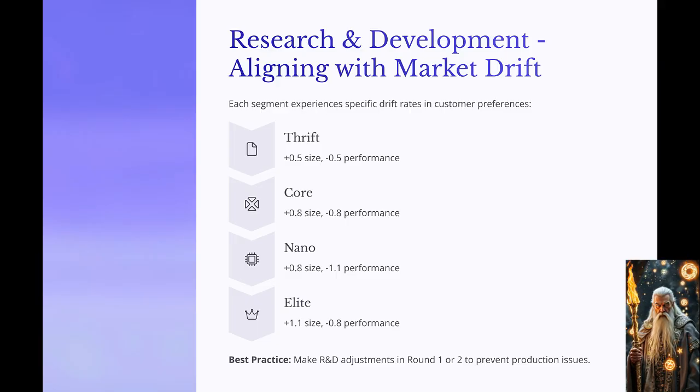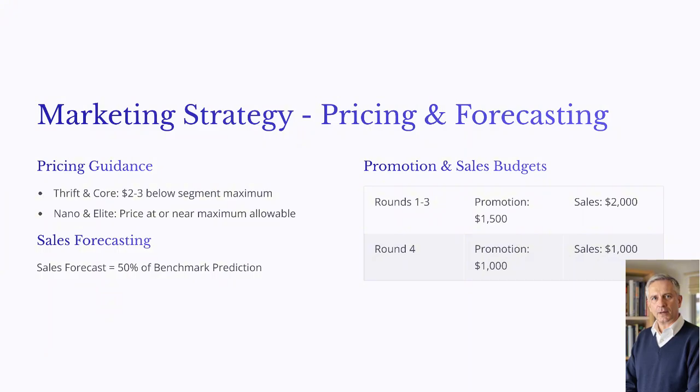Best practice: make R&D adjustments early, round 1 or 2, and avoid changes later to prevent production bottlenecks or excess inventory due to misalignment. Marketing strategy, price positioning and forecasting.